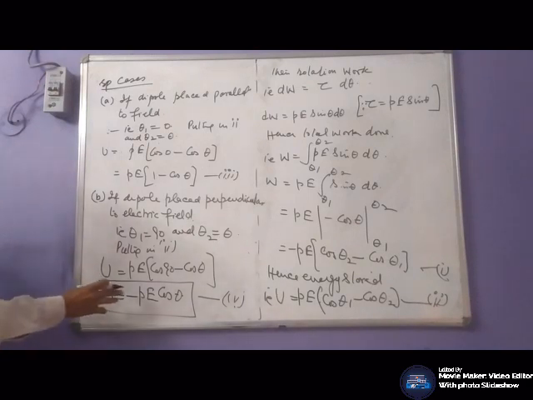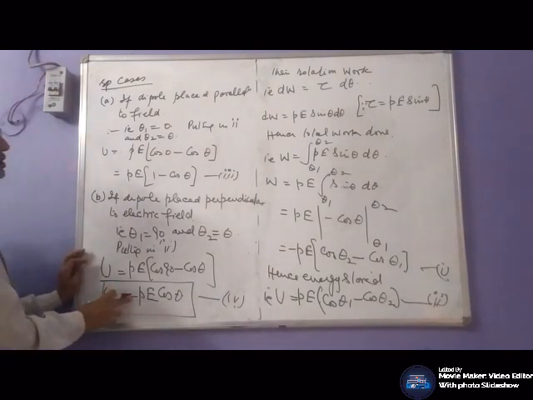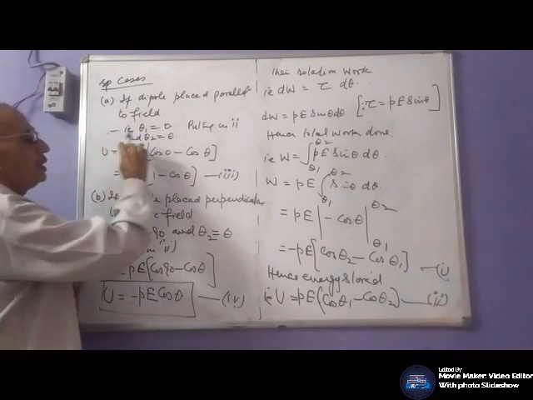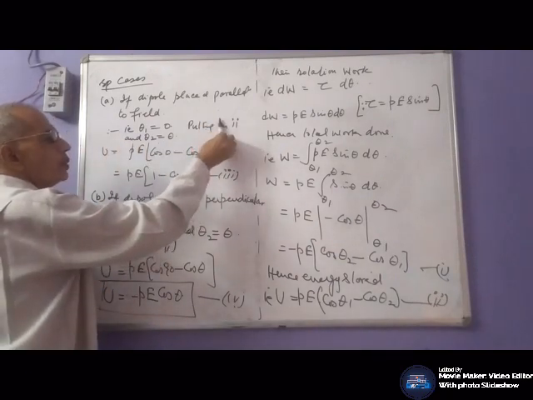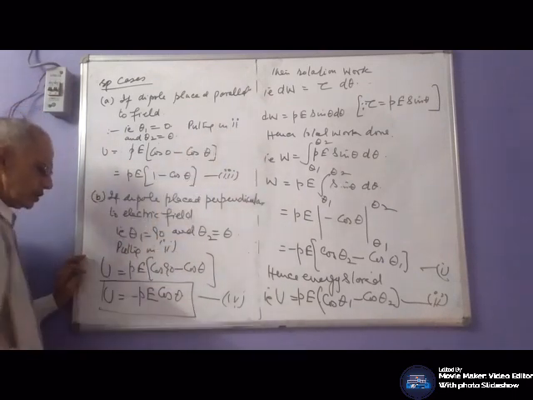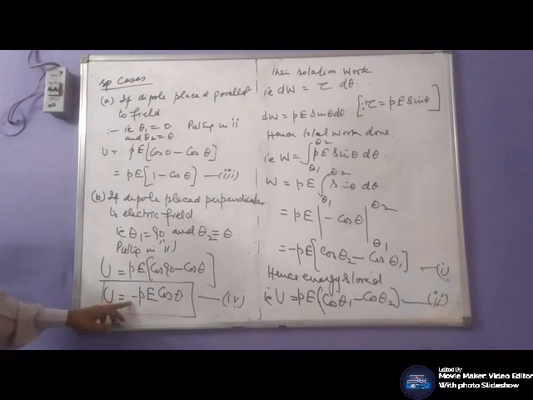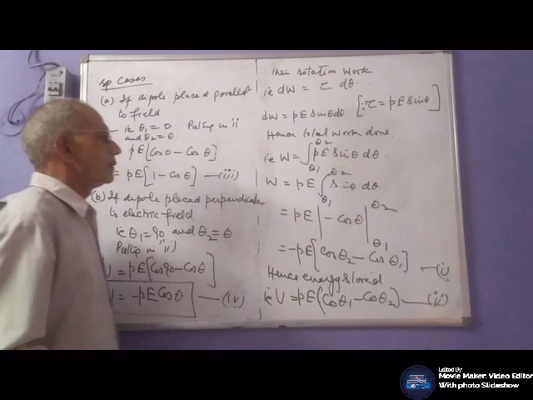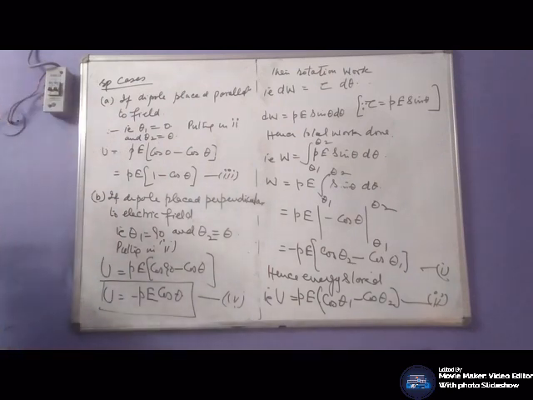The negative energy shows work is done by itself. When this is the field, this is the dipole, it will start rotating by itself. This means the negative sign indicates the work is done by itself. So this is when the dipole is rotated in uniform electric field.